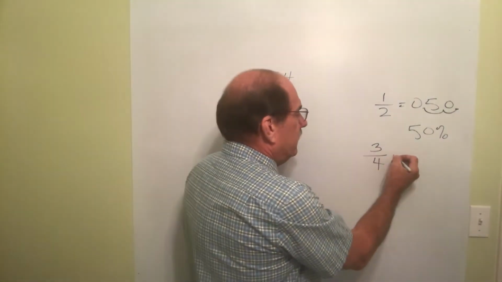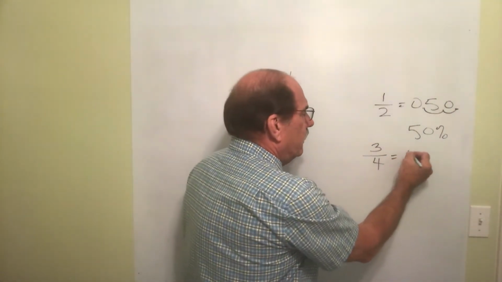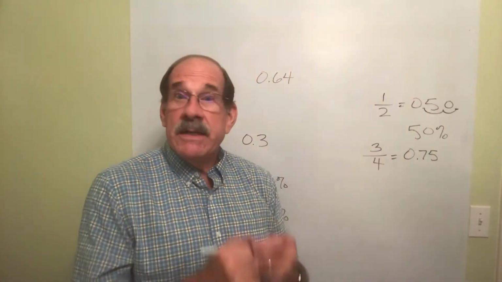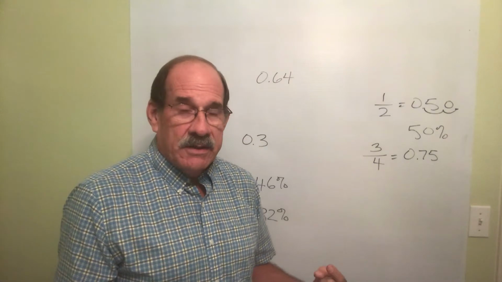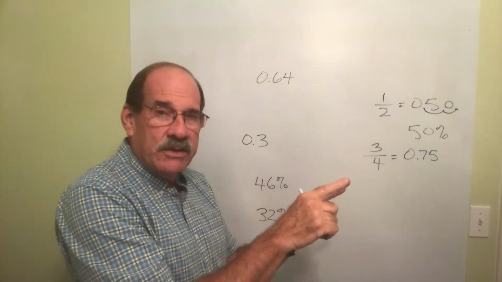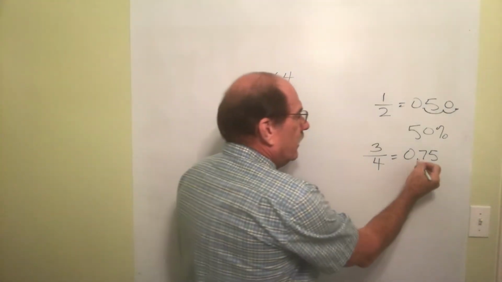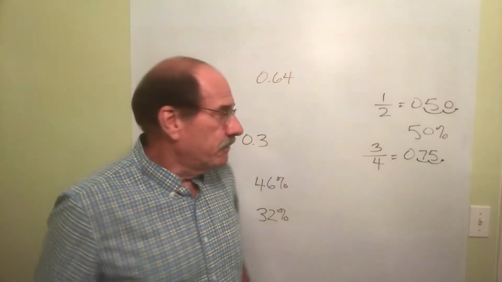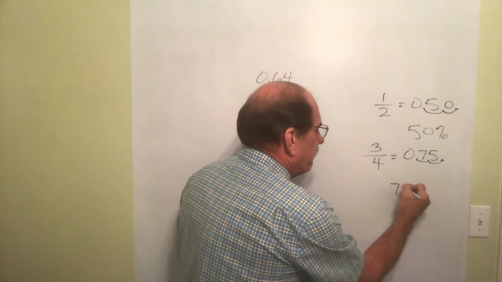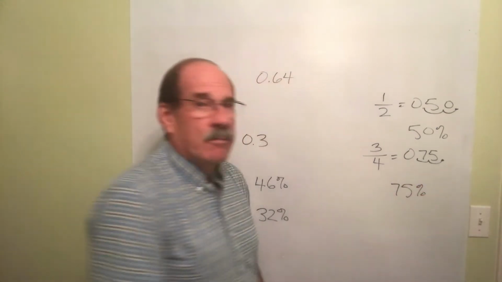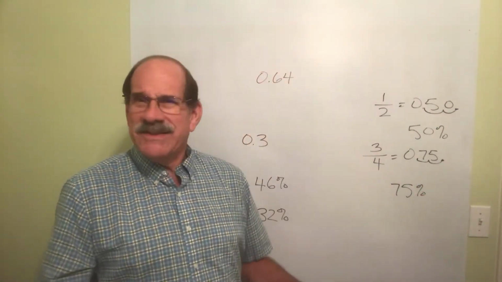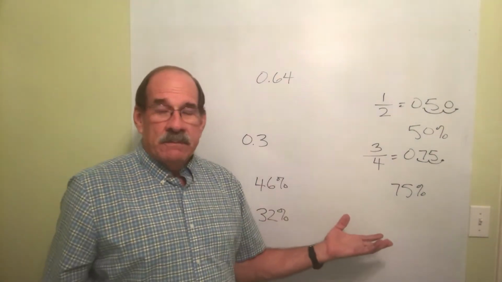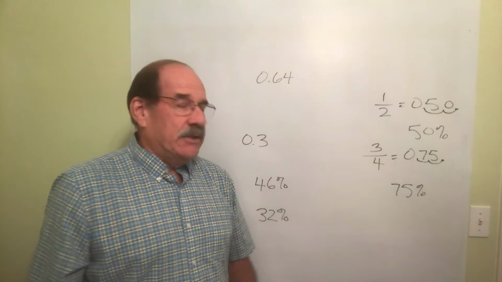Well, if I take 3 divided by 4, I end up with 0.75. But now let's convert that to a percent. Well, you move the decimal 2 places to the right. I go 1, 2. The dot ends up right there. So the answer is 75%. You're thinking, well, this isn't hard. No, it's not hard. That's the way that works. Well, let's try something else.